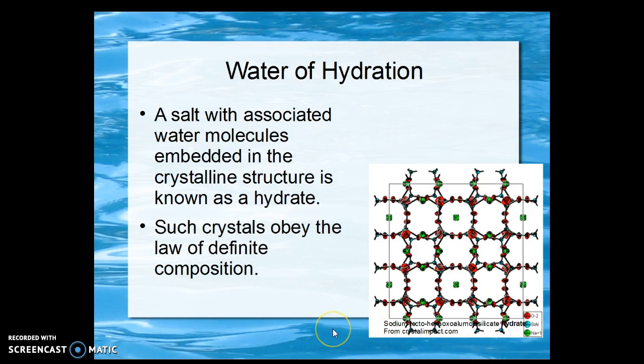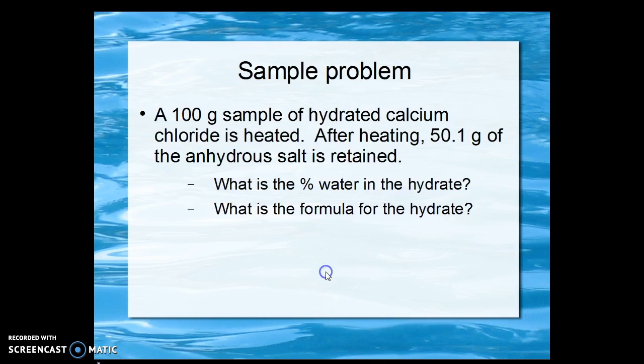Just to understand what water of hydration is, it's a salt with water molecules embedded in the crystalline structure of the salt. They're known as hydrates, and they obey the law of definite composition. That is, there is a whole number ratio between the crystalline substance, that could be calcium chloride, copper sulfate, all kinds of things, and the water. There's a given molar ratio of water to the salt that is a whole number.